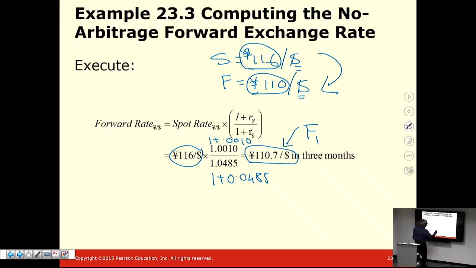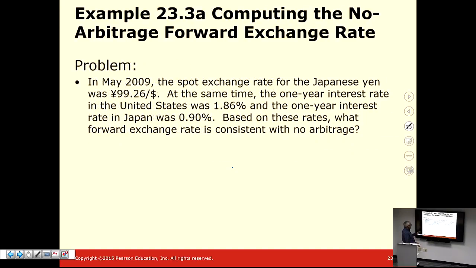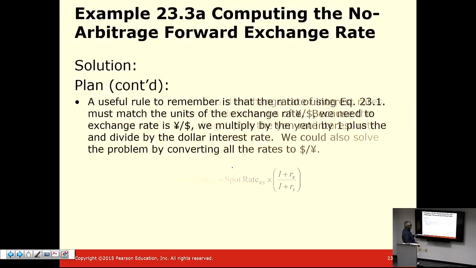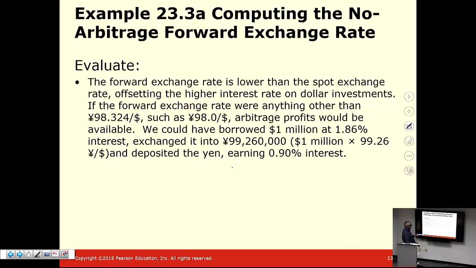And the reason is because of the differential interest rates. Since the interest rate in Japan is lower than the interest rate in the US, value of the dollar has gone down relative to the value of the yen. Similarly, you can work on other problems that are very similar to these numbers and calculate exchange rate, forward rates and spot rates.